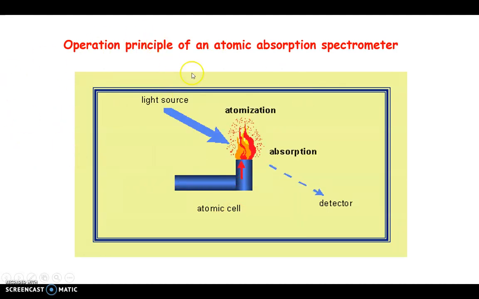This is a diagrammatic presentation of atomic absorption spectrophotometer. Here the sample, which is either liquid or solid, gets vaporized and undergoes atomization in the atomic cell. When it undergoes atomization, it will generate atoms, and these atoms will absorb the wavelength of radiation given by the radiation source, which is usually a hollow cathode lamp. The radiation which is absorbed by the atoms will pass through the monochromator and finally will be detected by the detector.